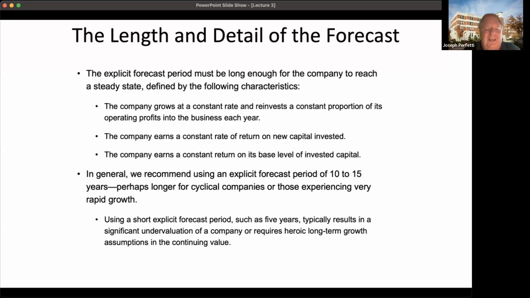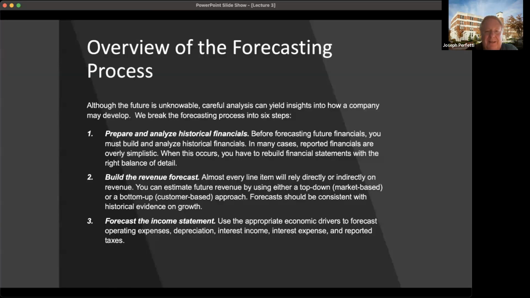So that's the only other thing you've got to watch out for with cyclical businesses. You really want the continuing value to be at the midpoint of a cycle, not the top or the bottom, because you'll tend to over or undervalue the firms if you don't have them closer to the midpoint. So that's the only other tricky part when you value cyclical firms. So that's length and detail of forecast.